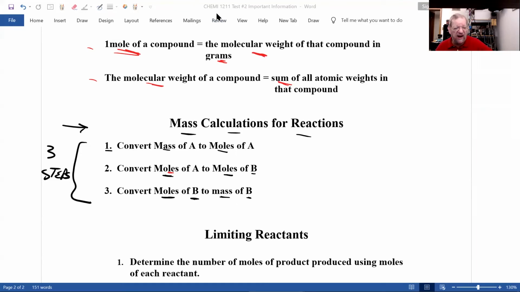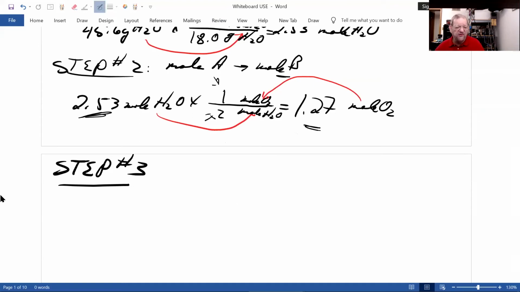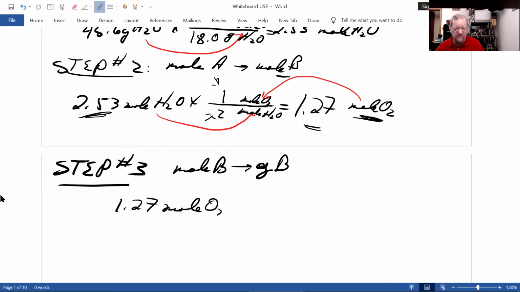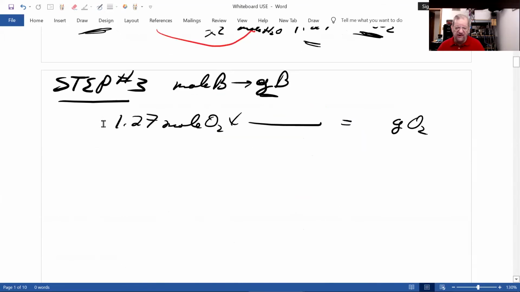And now, if I go back to my whiteboard, step three is moles of B to grams of B. In this case, what's B? Oxygen. We have 1.27 moles of oxygen. What are we trying to get to? Grams of oxygen, because that's what our final answer is. We want grams of oxygen. And once again, we'll use our good friend, unit analysis. Whatever we're trying to get to goes on top of the ratio. Whatever we're trying to get rid of goes underneath.